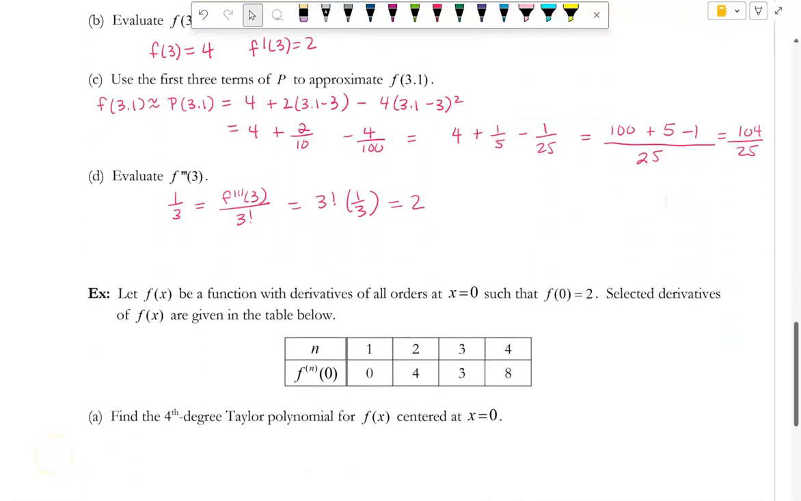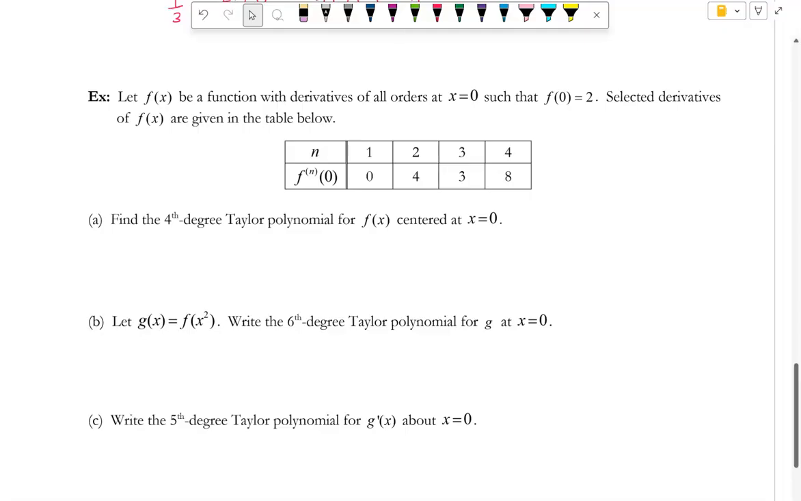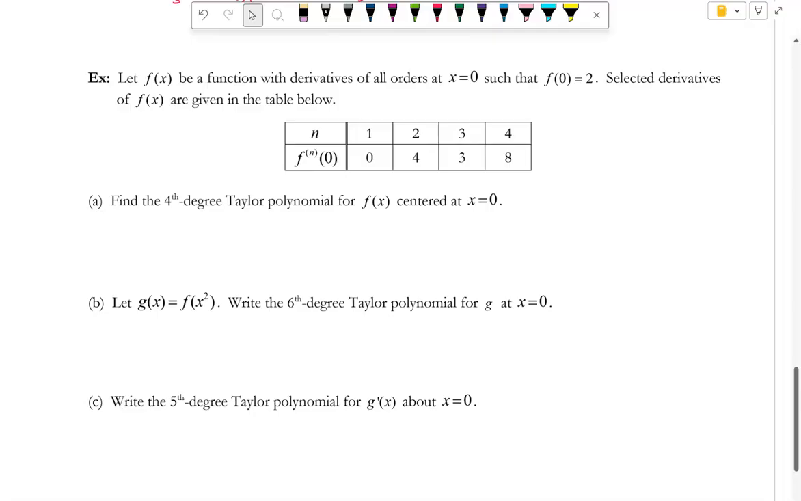So the other thing that AP will sometimes do with Taylor polynomials is they might just give us a table and ask some questions. So notice this table is a little bit different. It's telling us that when n is 1, that means that this is the first derivative at 0. So this n is telling us what derivative we're taking.